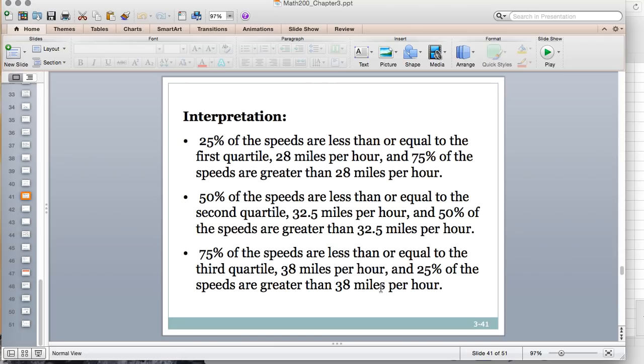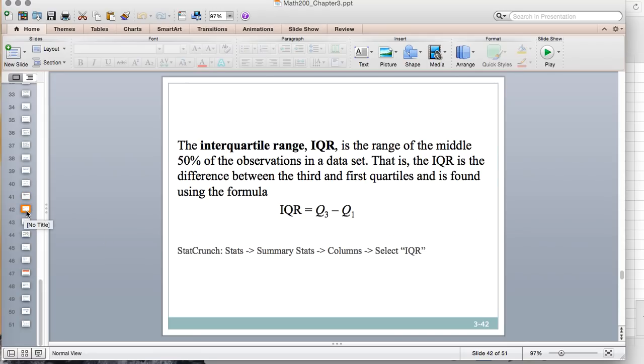Now we could do the same kind of interpretation with the third quartile. We could say that 75% of speeds are less than or equal to 38 miles per hour and 25% of speeds are greater than 38 miles per hour. Now, one other thing that we have here, and StatCrunch will calculate this for us, is our interquartile range.